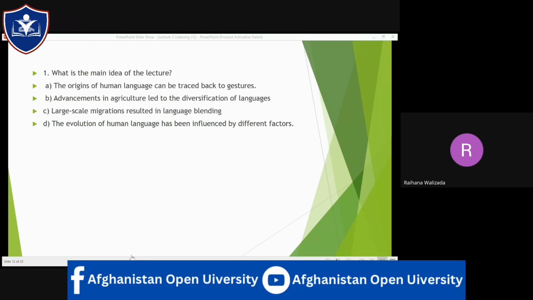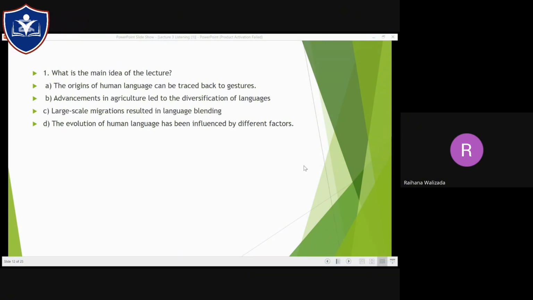All right, we have D, A, and B. All of them are great. So C is not there. Large-scale migrations resulted in language blending. Yeah, that's good, but still we can't have it as the main idea. We had lesser of B then. Advancements in agriculture led to the diversification of languages. Again, too specific. So we're left with A and D.